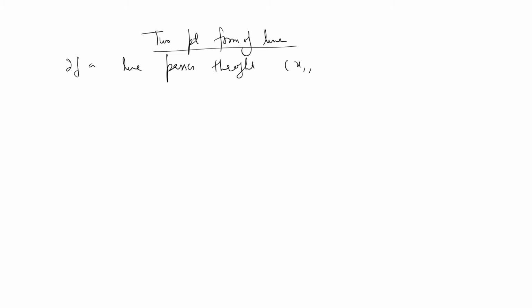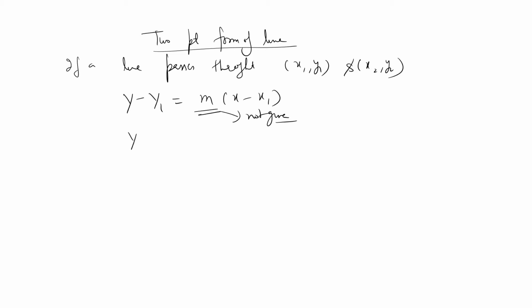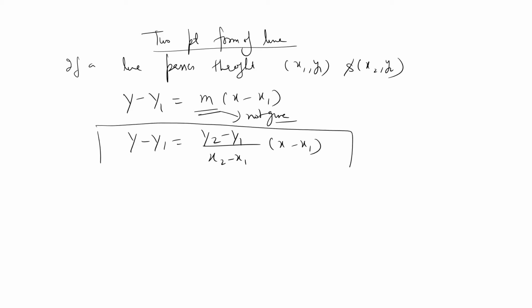So now the 2-point form of line. If a line passes through, you are just given that the line is passing through points, say, x1 y1 and x2 y2, right? In point slope form the equation was y minus y1 equal to m times x minus x1, but now slope is not given, you are just given 2 points. So how will you calculate slope for this now? By the formula y2 minus y1 upon x2 minus x1 into x minus x1. Now this is called the 2-point form of equation of line.